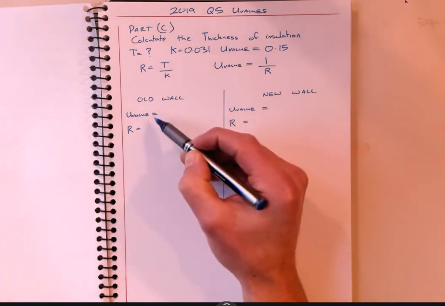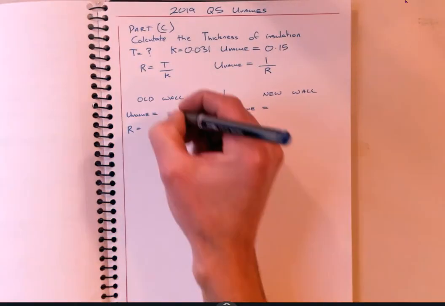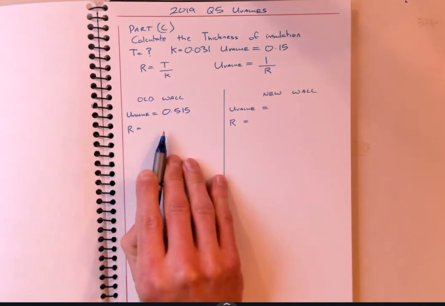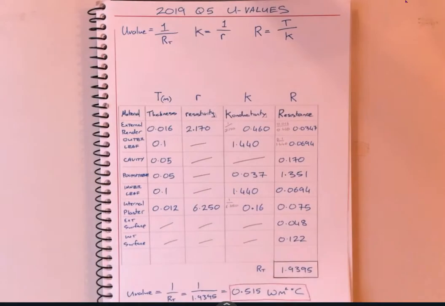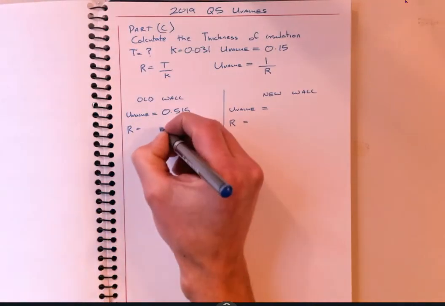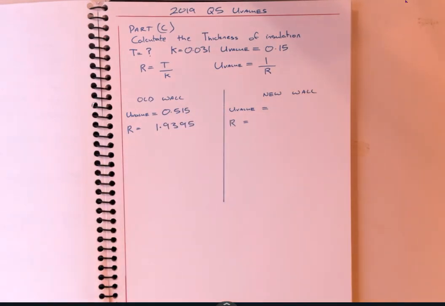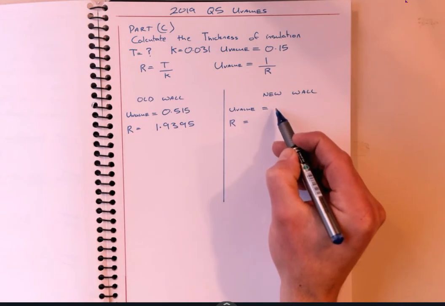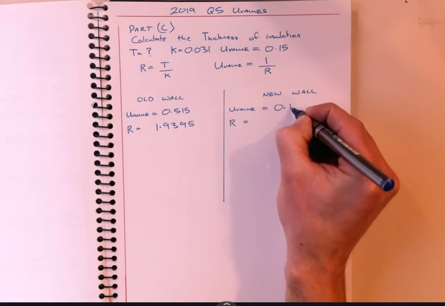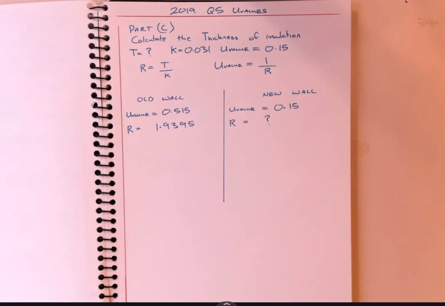So when I go back to part A of the question, the U value we worked out in part A was 0.515. And the resistance of the original wall, the old wall, we had worked that out as part of the question, was 1.9395. The question told us that the new U value that we want is going to be 0.15. And we don't yet know the resistance. So that is what we're trying to work out.